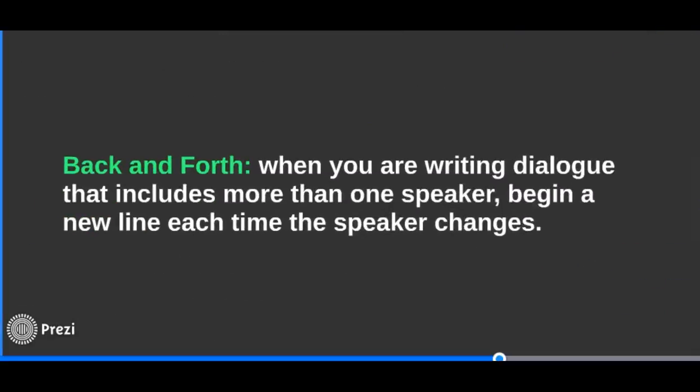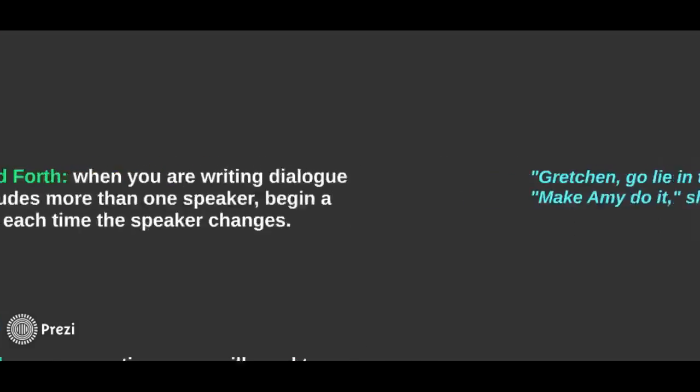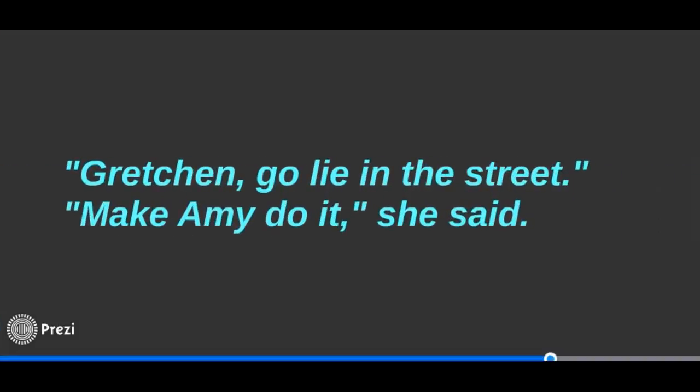Back and forth. When you are writing dialogue that includes more than one speaker, begin a new line each time the speaker changes. It can get really confusing for the reader if you have back-to-back quotes. For example, in Let It Snow, we have "Gretchen, go lie in the street," and that's one speaker. And then we have Gretchen's response, "Make Amy do it," she said.